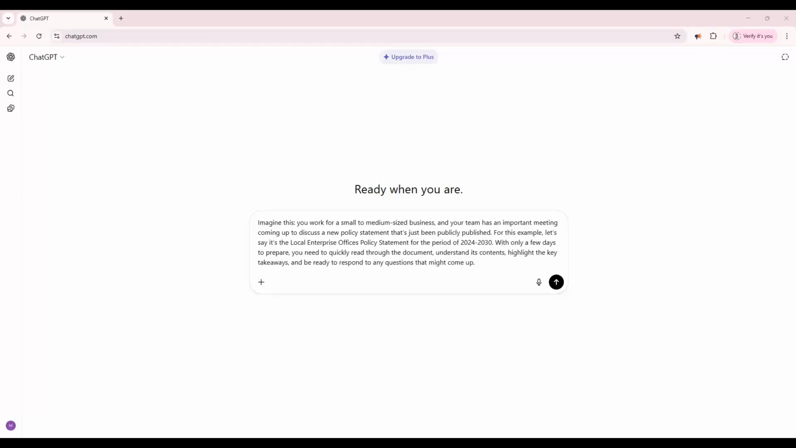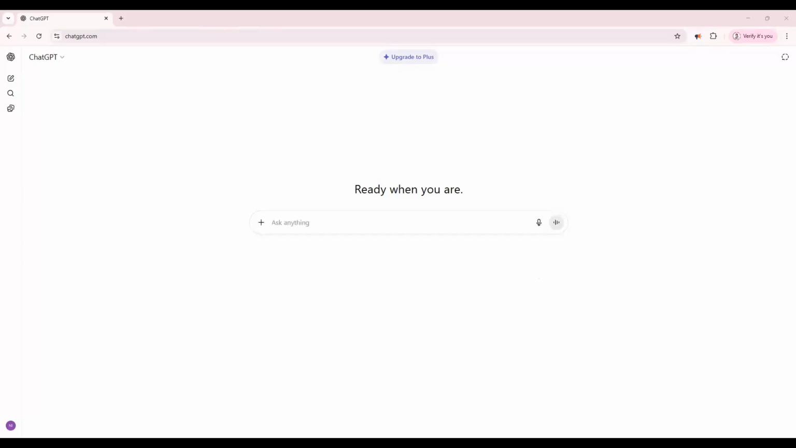So we are going to now break that down step by step. We are going to start by uploading the actual policy statement to ChatGPT. So remember when we are doing this that we should remove any personal or sensitive information before sharing with ChatGPT. In our particular case, the policy statement is already publicly available, so no changes are needed before uploading.